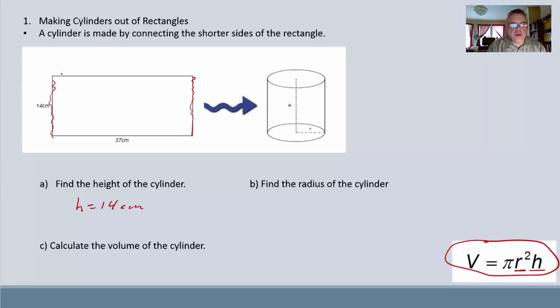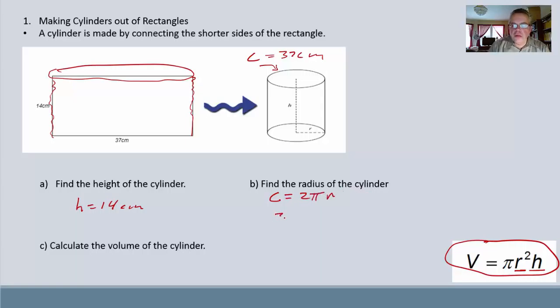We have to do a little work to find the radius. When the rectangle is put together as a cylinder, this top edge becomes the circumference here. So the circumference of the cylinder is 37 centimeters, and we have to find the radius from that. So we know from circles that circumference is 2 pi times the radius. So if we put 37 in, that equals 2 pi times the radius. And so the radius is what you get when you divide 37 by 2 pi. And you get a decimal. I get 5.9. And that would be in centimeters. It's a length.